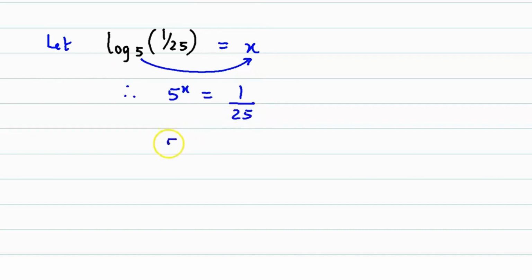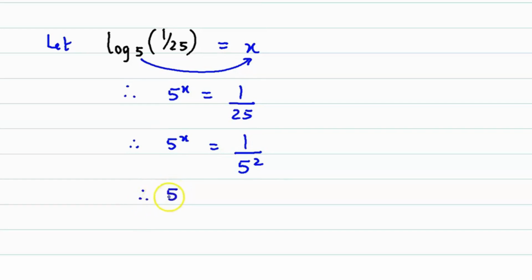Next है log of 1 by 25 to the base 5. Again suppose we consider this as x. अगेन लॉग फॉर्म को एक्सपोनेंशियल फॉर्म में कन्वर्ट करते हैं, तो ये हो जाएगा 5 रेज टू x इज इक्वल टू 1 by 25. सो वी हैव 5 रेज टू x इज इक्वल टू 1 by 25 को हम लिख सकते हैं एज 5 स्क्वायर.